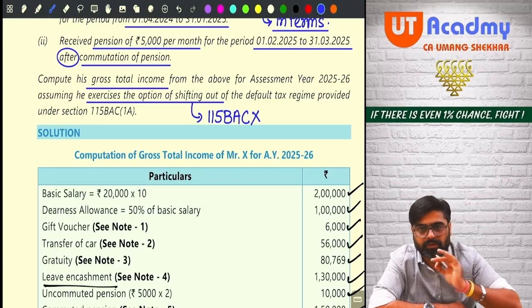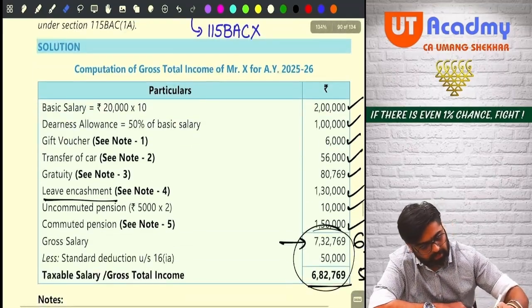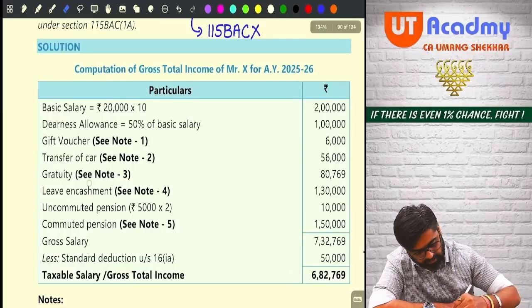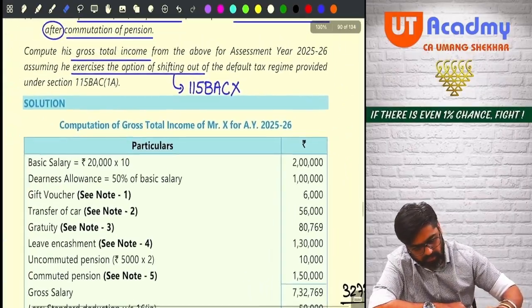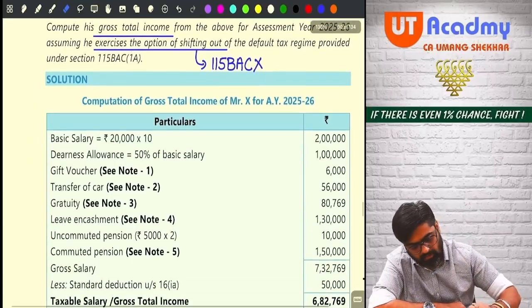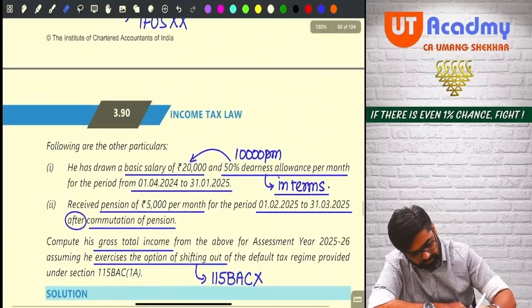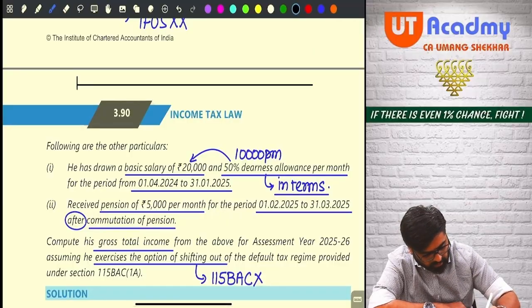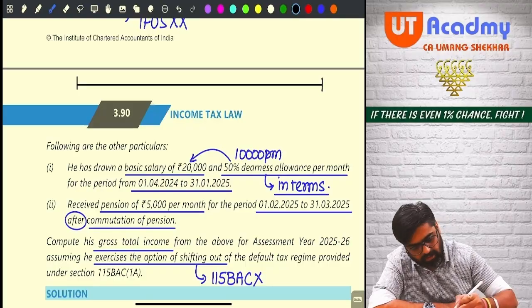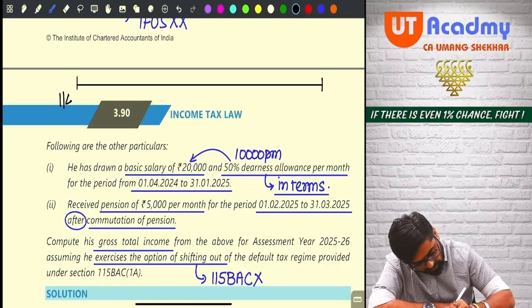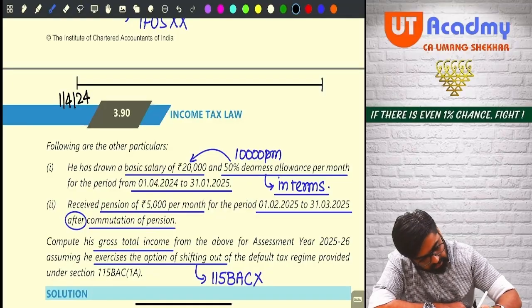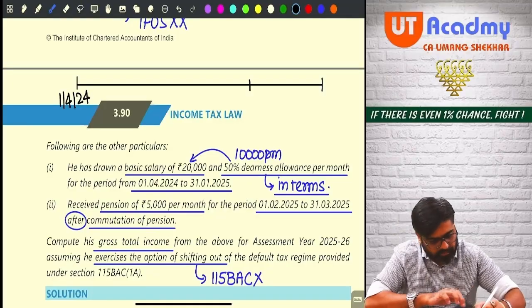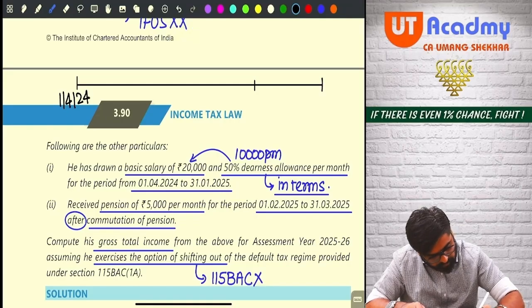Okay. So first things first. Come on, tell me. First things first. Pay attention, everyone. First of all, I will make a small timeline so that you understand what things are going on. This is my previous year, okay? So in my previous year, starting from 1st of April 2024 till 31st of January 2025, he was working.